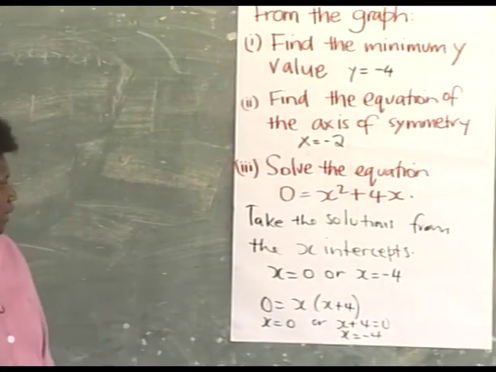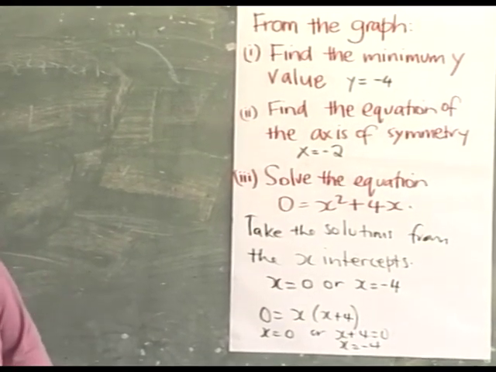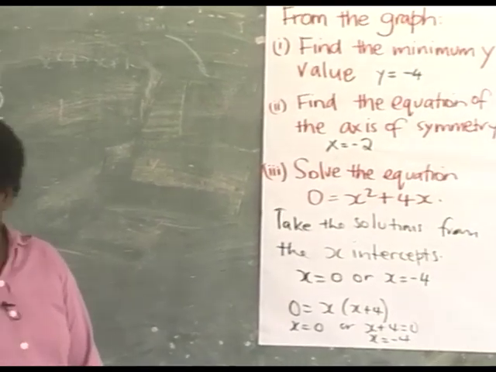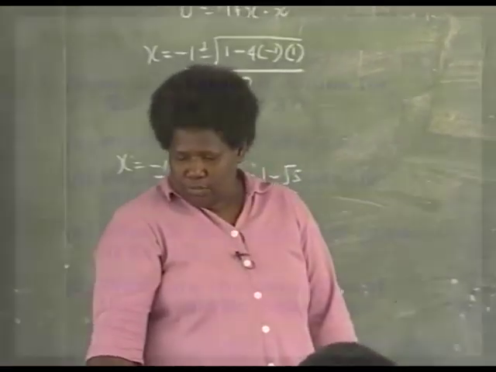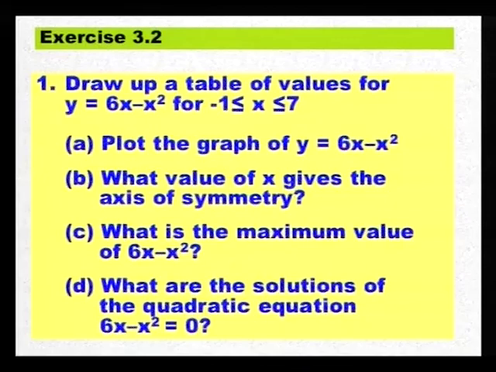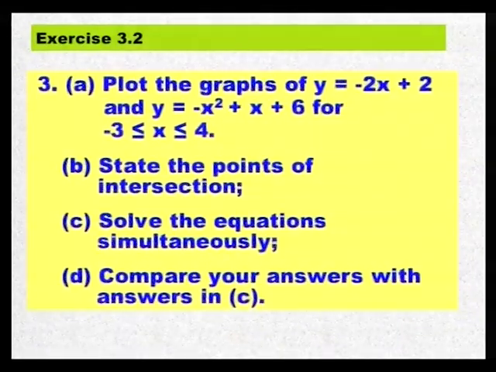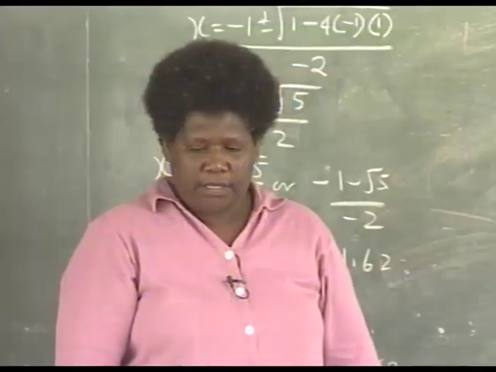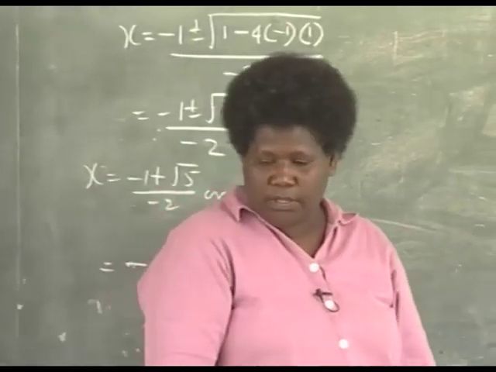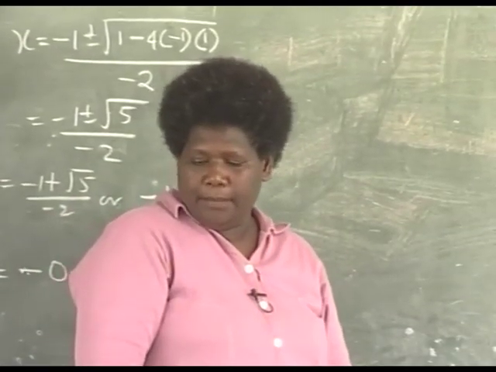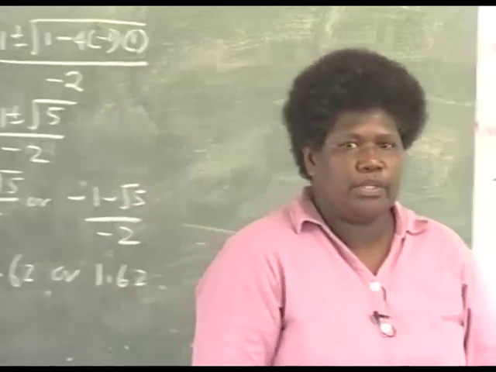Okay, that's what you are going to do for homework. You've got 2 questions. Exercise 3.2, question 1, question 2, I think 3 questions. Right, the third question is plot the graphs of y equals 2x plus 2 and y equals minus x squared plus x plus 6 for x from minus 3 to positive 4. And then answer the questions that follow.